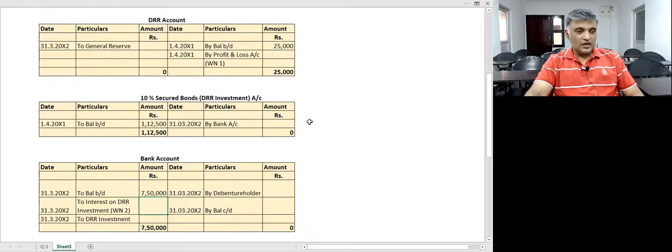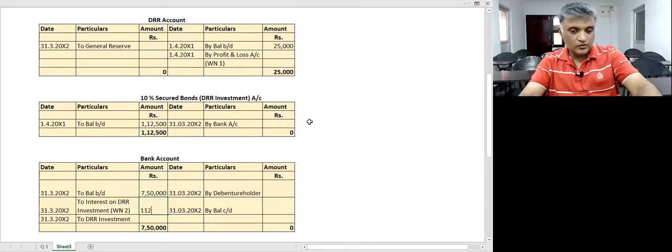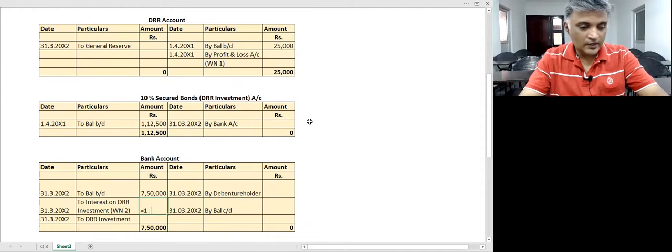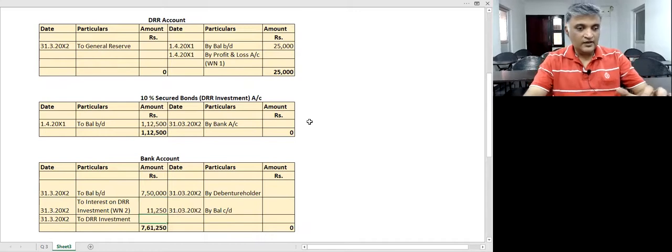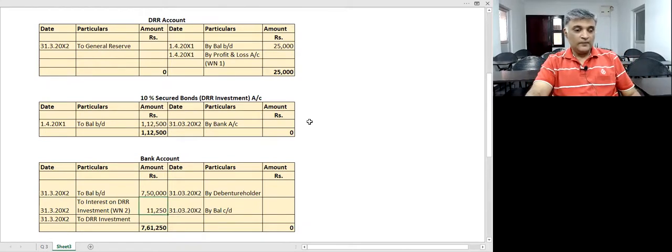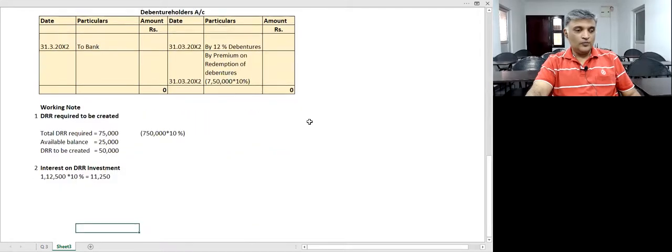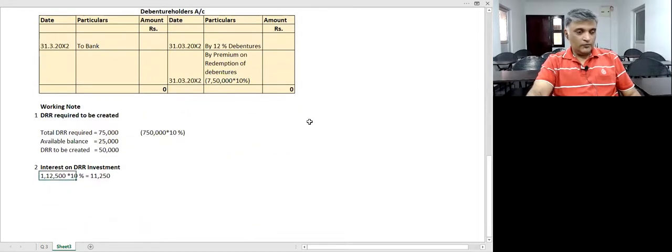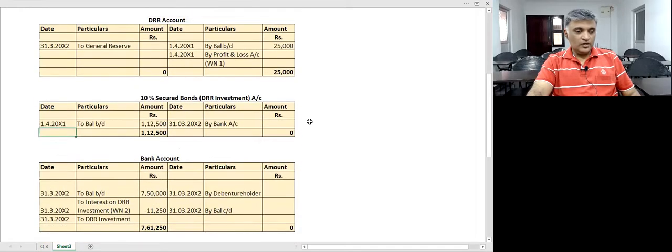What is the interest on DRRI? What is the investment made? It is 1,12,500. What is the interest rate? 10%. So 1,12,500 into 10%. Is it not 11,250? So how did we calculate this? 1,12,500 into 10%, if I calculate this, I will get 11,250. That is exactly what you see in the working note below. Working note number 2, interest on DRRI: 1,12,500 into 10%, which will give you 11,250.